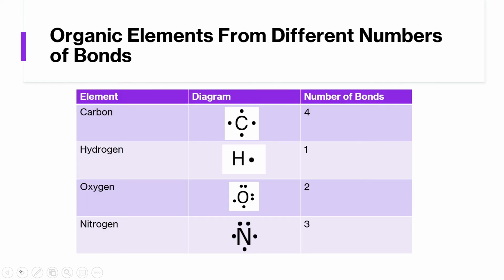So in summary, carbons have 4 outer shell electrons to start with, which means it needs 4 extra bonds to make 8. Hydrogen has 1 outer shell electron and only needs an extra 1 to get to that 2. For oxygen, it's got 6 electrons to start with, just needs 2 more to make 8. And for nitrogen, there are 5 electrons that we start with, but there needs to be 3 bonds formed to make 8.